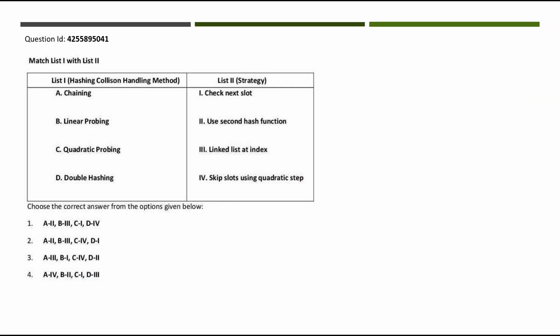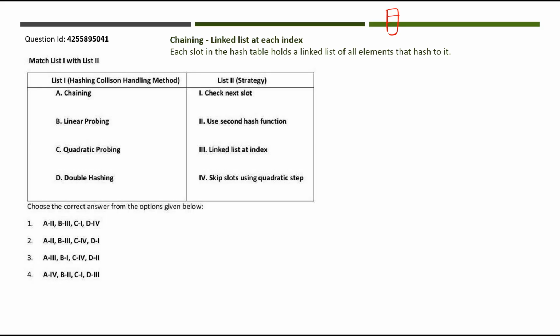Next question, match list 1 with list 2. List 1 has hash collision handling method and the strategy, that is how they are done, is given in list 2. Chaining, linear probing, quadratic probing and double hashing. Let's start with chaining. What is chaining? Actually, you will have a linked list attached to a particular slot. If the hash table is in this way, you will have a linked list attached like this. Each slot in the hash table holds a linked list of all elements that hash to it. A will be mapping to 3, linked list at index. A3 is available only in one option.